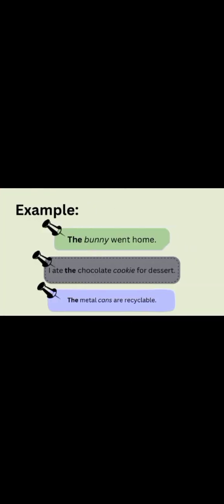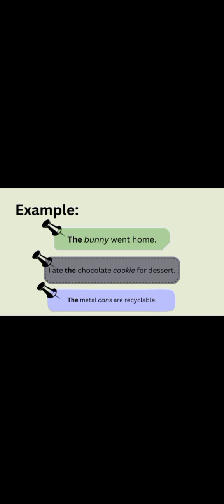So I have here an example. The number one example is: the bunny went home. So here, the determiner is the word "the" that comes directly before the noun, which is "bunny". The next example is: I ate the chocolate cookie for dessert. So here, the determiner is the word "the" that comes before the adjective "chocolate" that describes the noun "cookie".